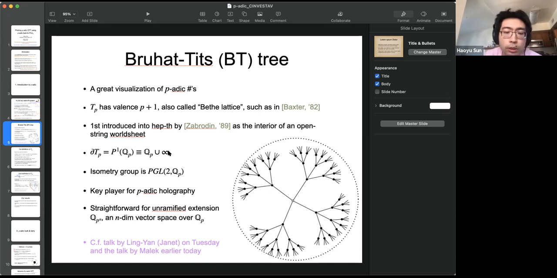It was first introduced into the high-energy community by Zabrodin, which was also alluded to by Bogdan. So it's the interior of an open string worldsheet.